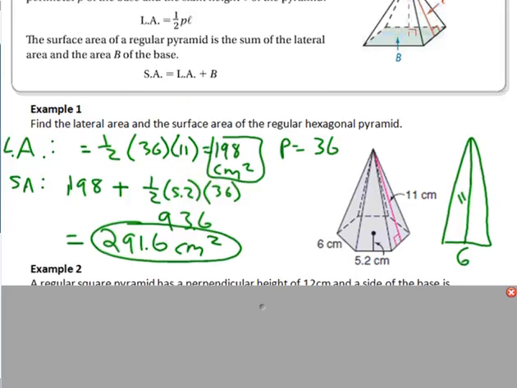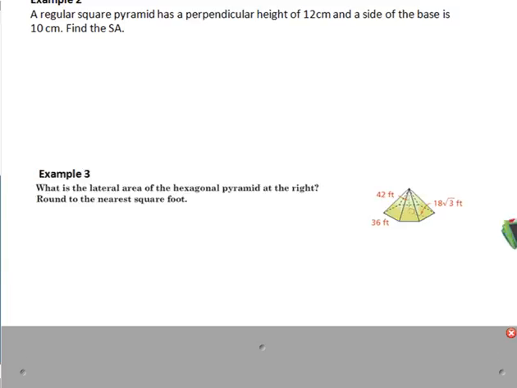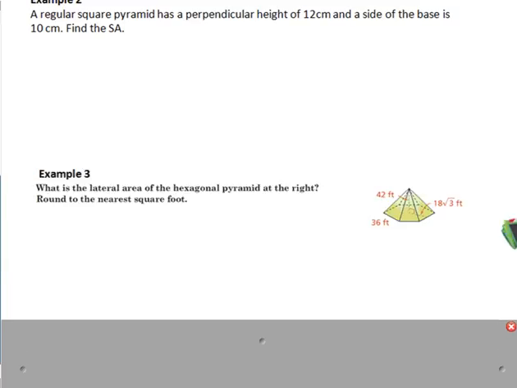Now these examples below are slightly different. For instance, let's look at number 3. What is the lateral area of the hexagonal pyramid to the right, rounded to the nearest square foot? We're not given the slant height. That's what we aren't given.